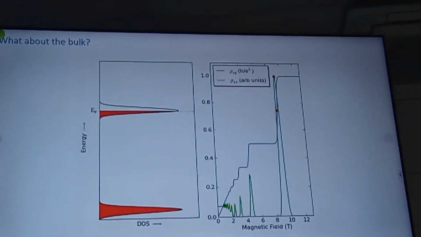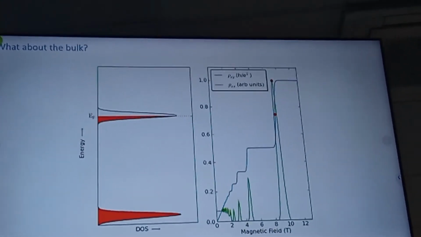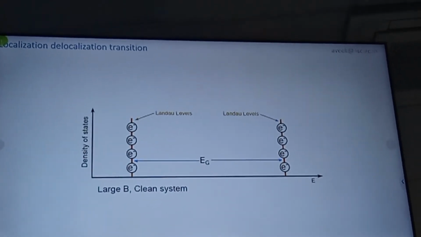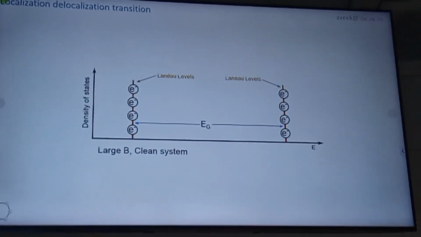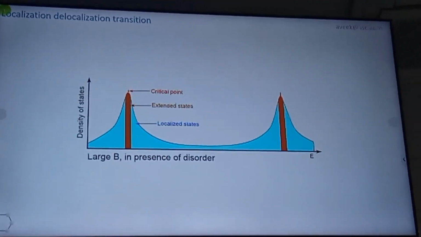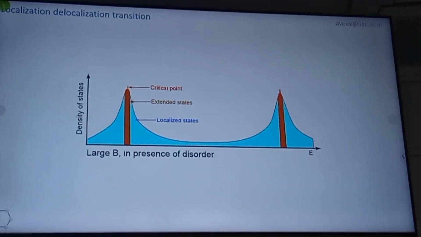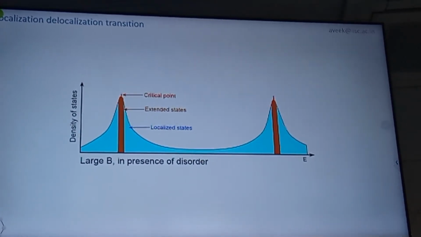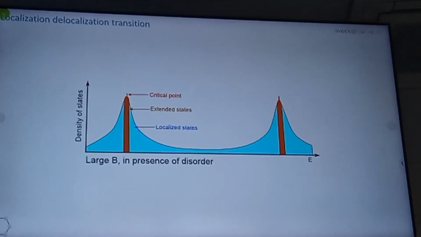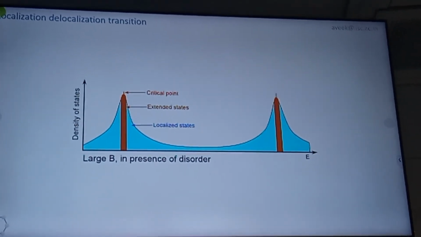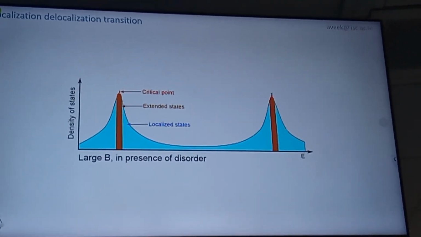Now what about the bulk? Suppose I'm in a state where my chemical potential is somewhere where the Landau level is half filled. So these are my Landau levels. I have a large magnetic field and a clean system, but I always have disorder in the system. What the disorder does is create long, broad tails, which are the disorder-localized states. At the center of the Landau level, which I call the critical point, I have some extended states, and then I have a lot of localized states at the flanks of this. And this is the mobility edge.